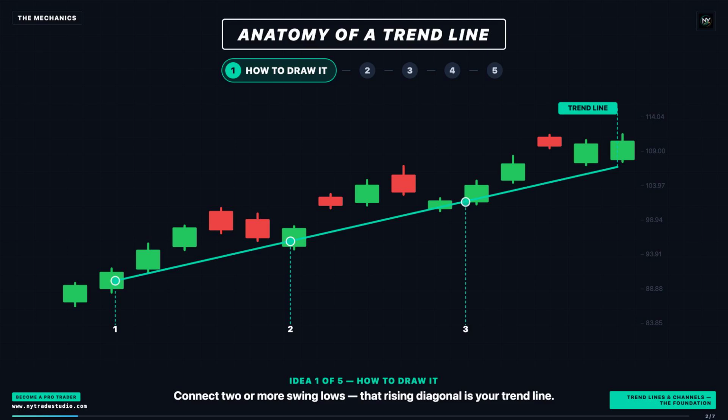In an uptrend you connect the rising lows, like here. In a downtrend you flip it. You connect the falling highs along the top instead. That is the entire drawing rule.